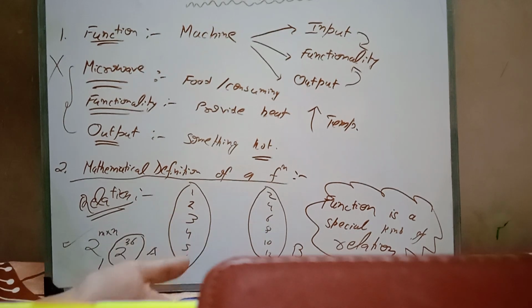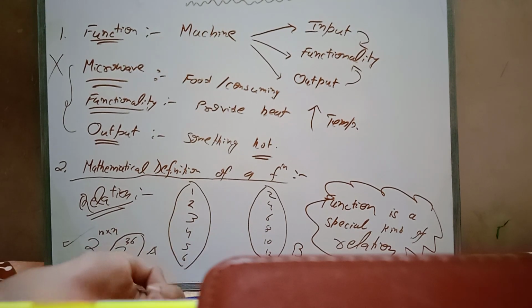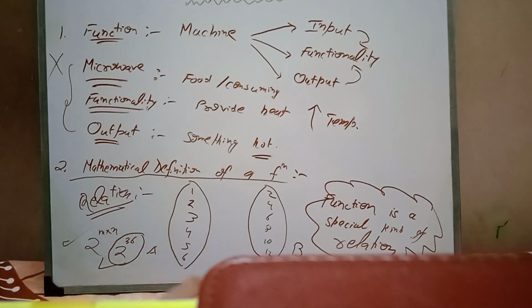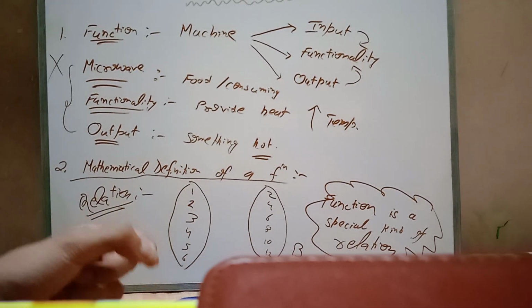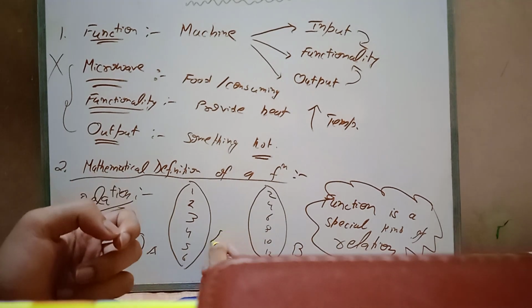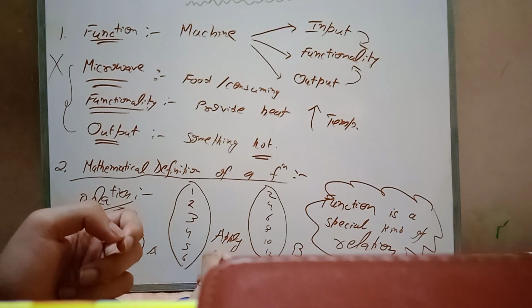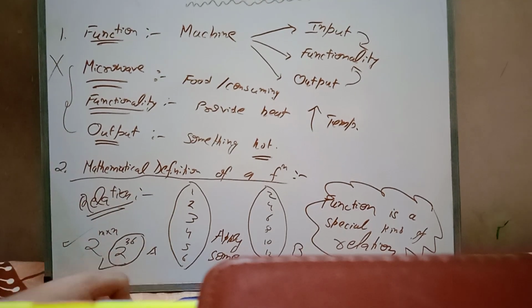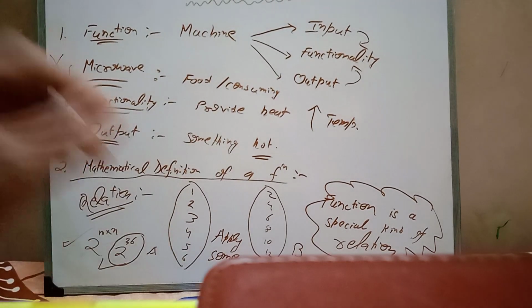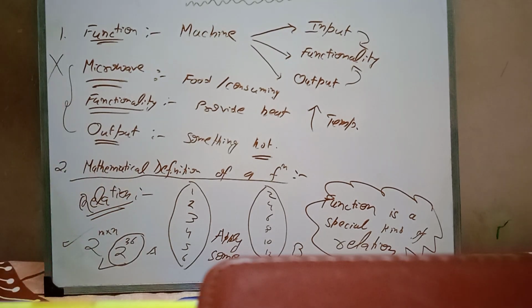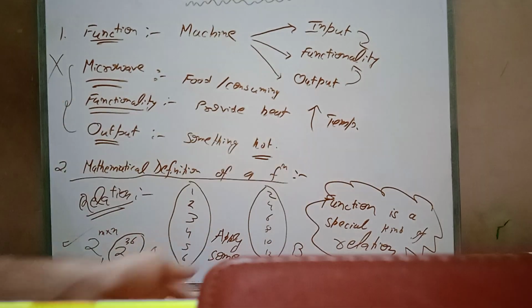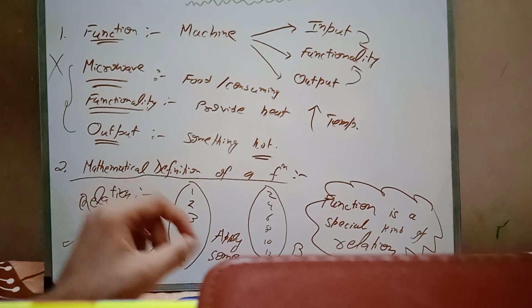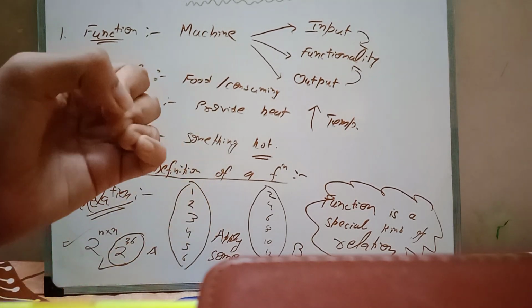Which relations will be called functions? Not all of them are. So to be called a function, we have to apply some rule. This is very, very important. Everyone understands what a function is, but if we ask them, please give me the best definition for function, they are unable to give it. They give the mathematical definition. That's true, but you can't understand the fundamentals of function.